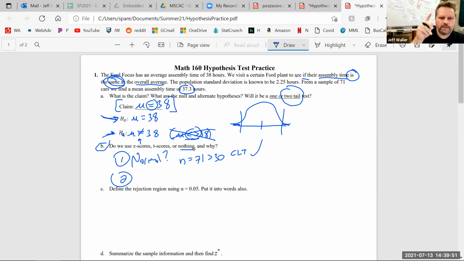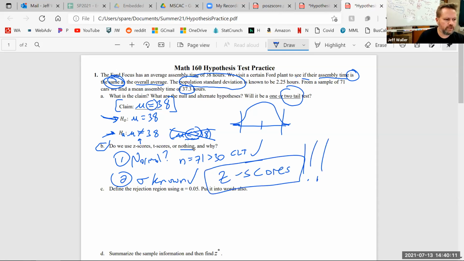Now, how does the standard deviation come into play on the next step? See whether you're using the z-score or the t-score. Good. And like somebody said, we actually know the population standard deviation is known. So that means I can use what? The z-score. Z-scores. I love it. Sure. Don't worry, there's a t-score problem coming up.